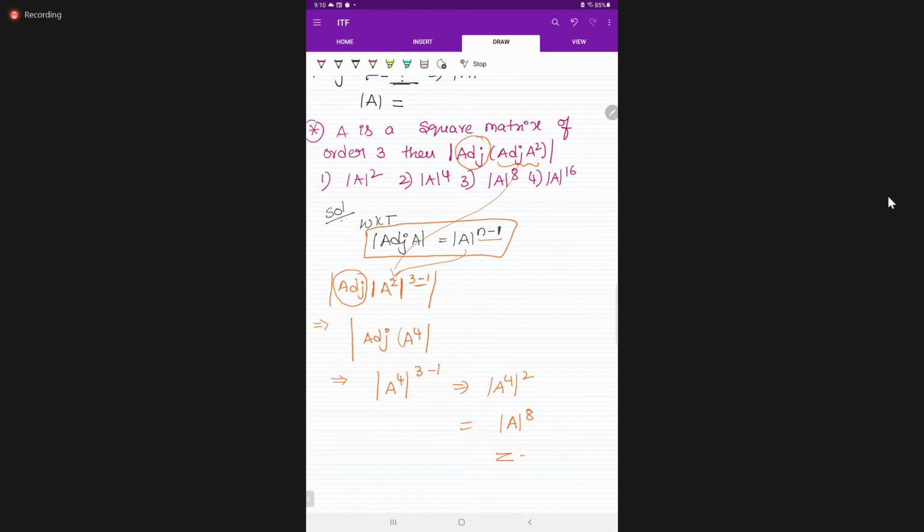This is take it as A. Adj of A is equal to, what is the formula? Det of A to the power of n minus 1. But here in place of A, what is there here? A to the power of 4. N is 3. 3 minus 1. 3 minus 1 is 2. 4 twos are 8. Is it clear, all of you?